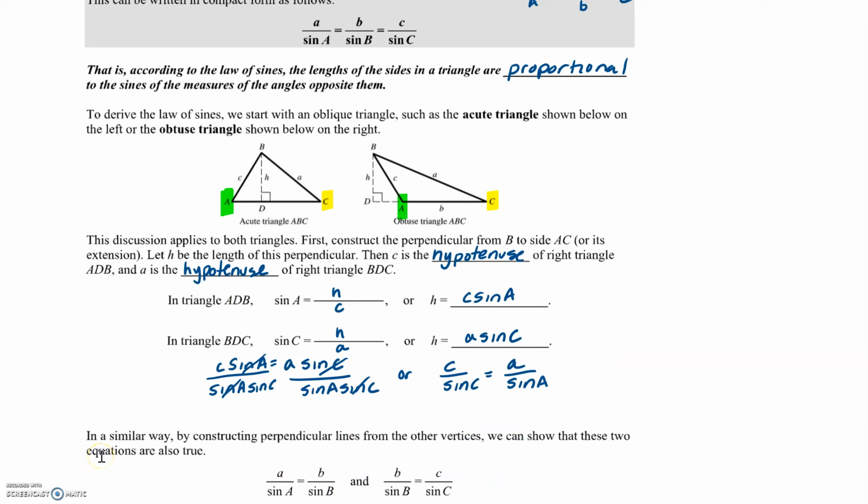In a similar way, by constructing perpendicular lines from the other vertices, we can flip and rotate them around and do the same thing. We can show that these two equations are also true, that a over sine of A is equal to b over sine of B, and b over sine of B is equal to c over sine of C. So that is where you're going to get all three of them equal to each other.